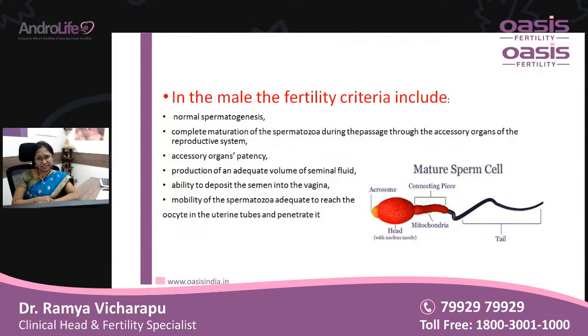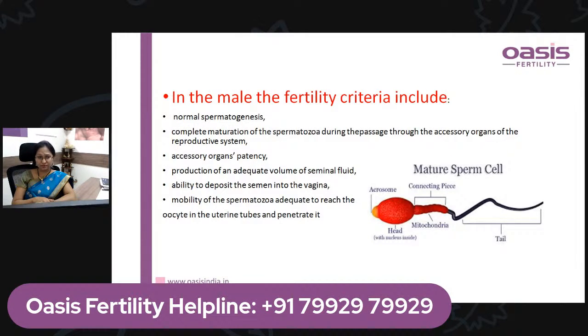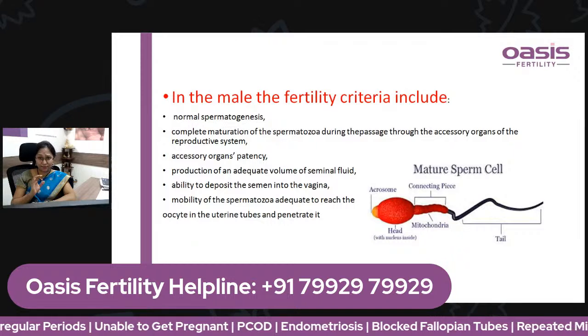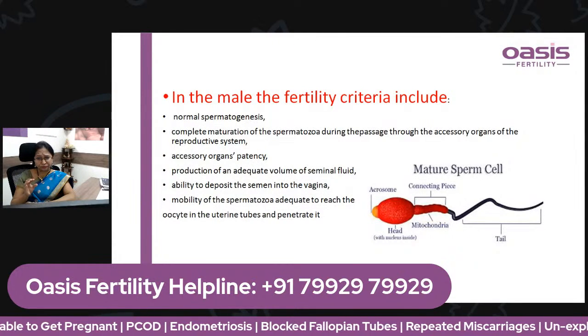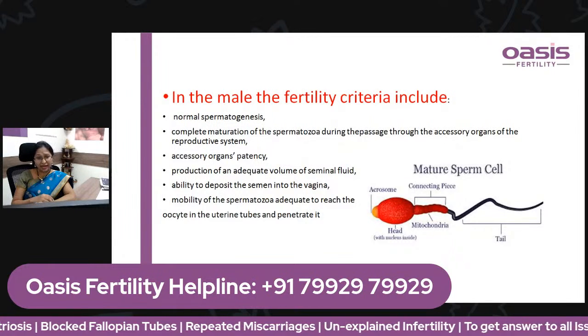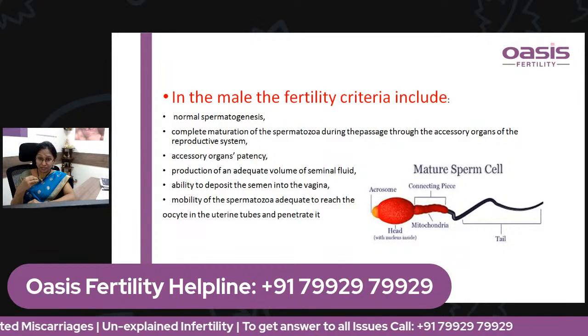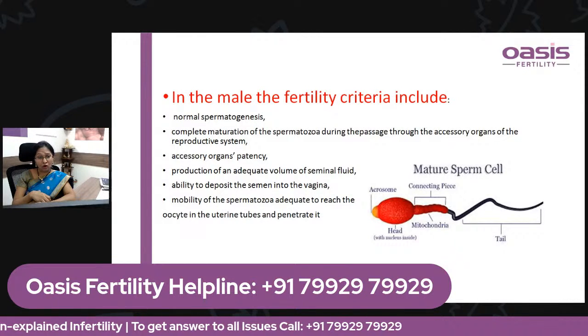In the male, the fertility criteria include mainly normal spermatogenesis and complete maturation of the spermatozoa during the passage through the accessory organs of the reproductive system, and whether there is any obstruction or whether these accessory organs are patent or not, and whether there is adequate seminal fluid. It also means there should be no erectile dysfunction or ejaculatory problems in the male person.